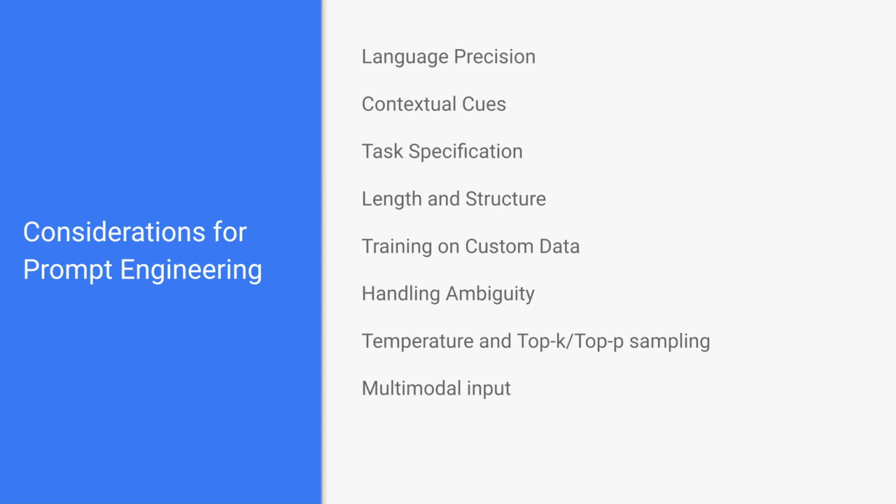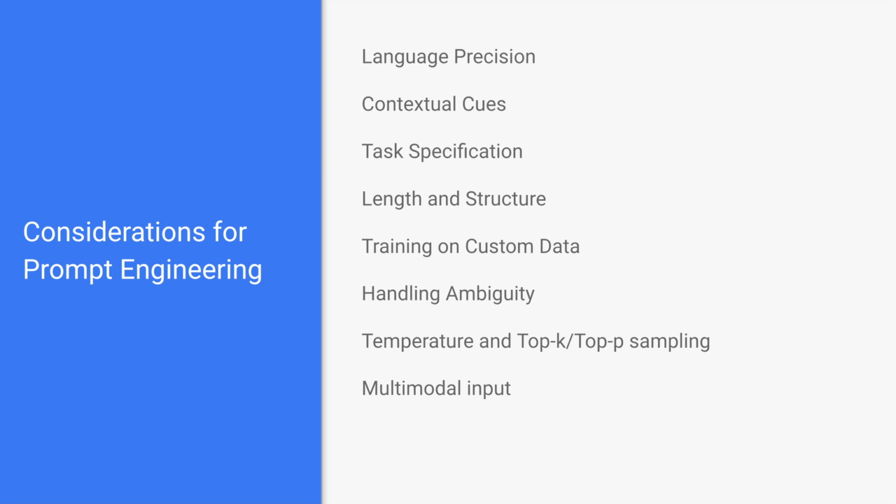Language precision. This involves choosing clear and precise language in the prompt to convey instructions or queries effectively. Adjusting the wording may lead to more accurate or contextually appropriate responses. Contextual cues. This involves providing sufficient context in the prompt to guide the model's understanding. Including relevant details or examples can help the model generate responses that align better with the user's intent.